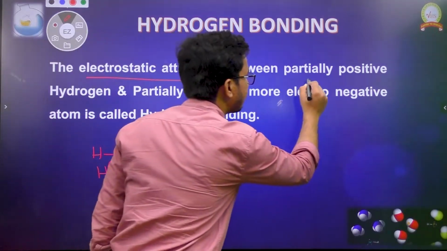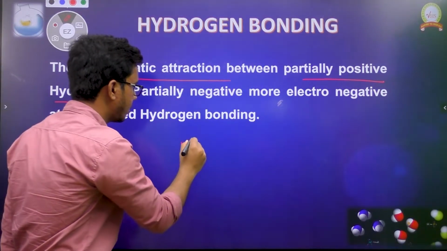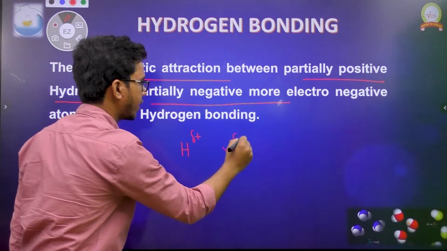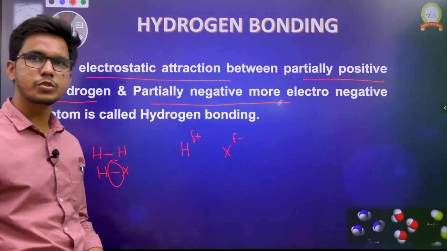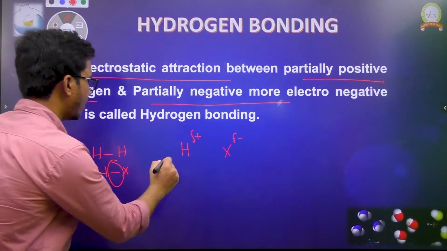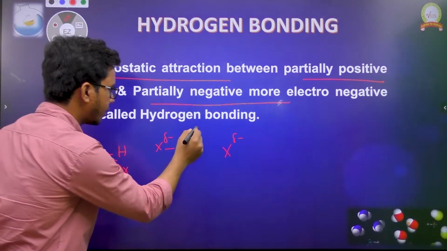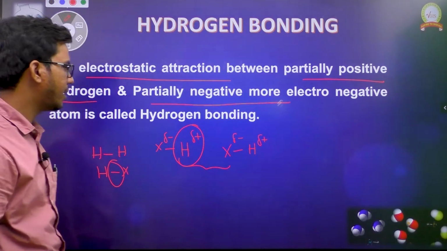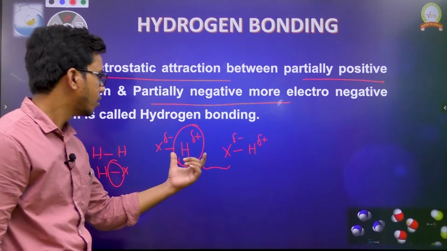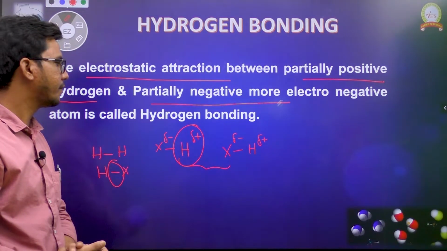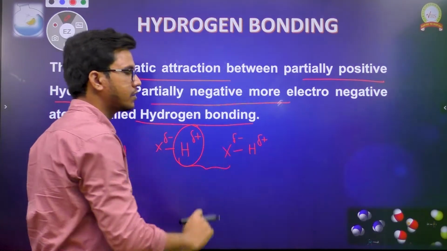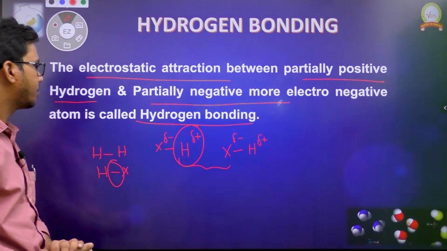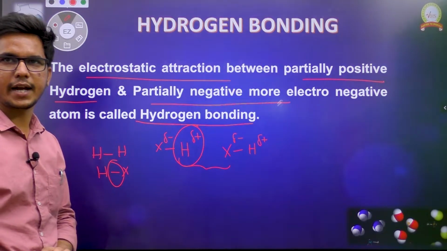Electrostatic attraction between partially positive hydrogen and a partially negative, more electronegative atom. It might be any more electronegative atom; what those atoms are, we'll discuss later. Hydrogen should be bonded with some other electronegative atom, and hydrogen should get the partial positive charge. When it is charged like this, a force of attraction forms between the two oppositely charged species. That is what we call electrostatic attraction. This particular attraction is known as hydrogen bonding. Let me read it again: the electrostatic attraction between partially positive hydrogen and a partially negative, more electronegative atom is called hydrogen bonding.